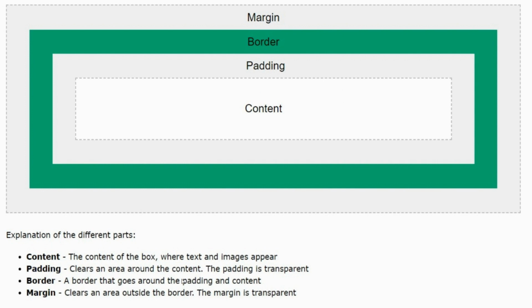Remember, a border goes around the padding and the content. And this is our border. Our border is wrapping our padding and content. Then we'll have the margin. The margin clears an area outside the border. The margin is also transparent, right?